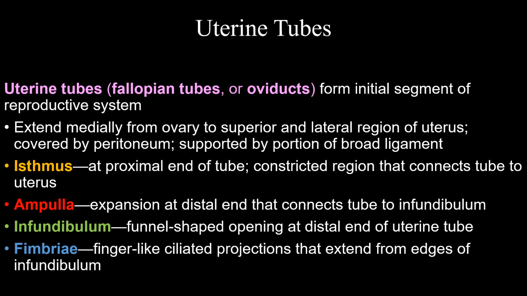The ampulla is going to connect to the infundibulum, which is a sort of open funnel-shaped structure. And at the end of the infundibulum, there are these finger-like ciliated projections called fimbriae, and these drape over the ovary and catch an oocyte that is released from an ovary during a process known as ovulation.